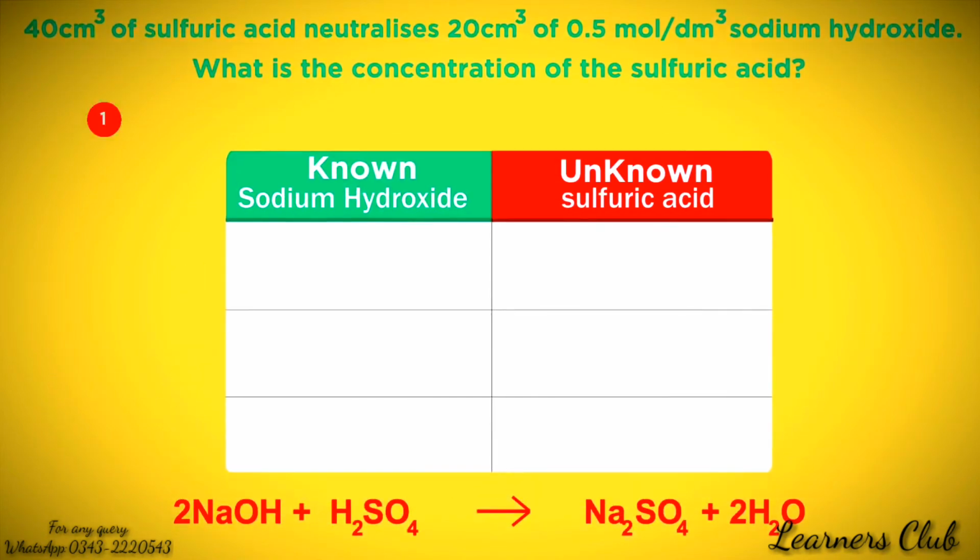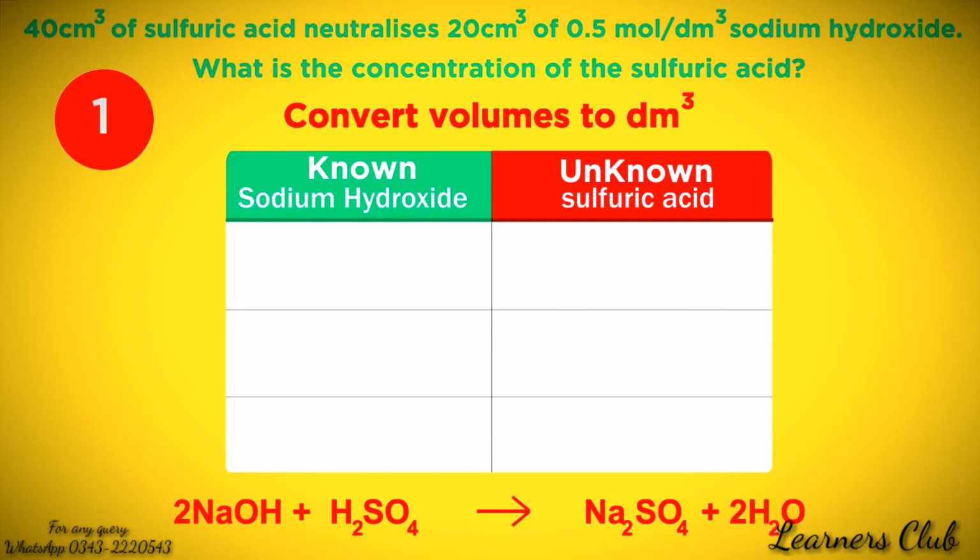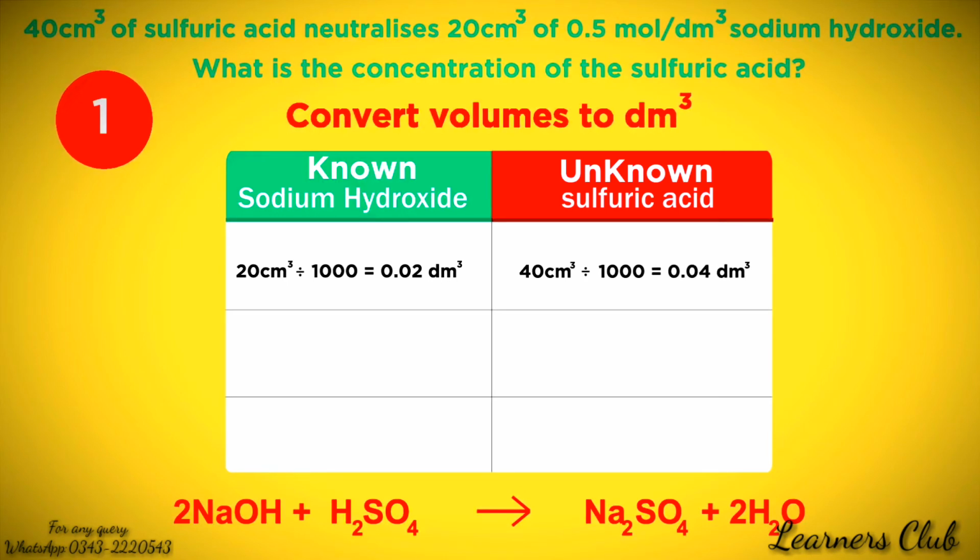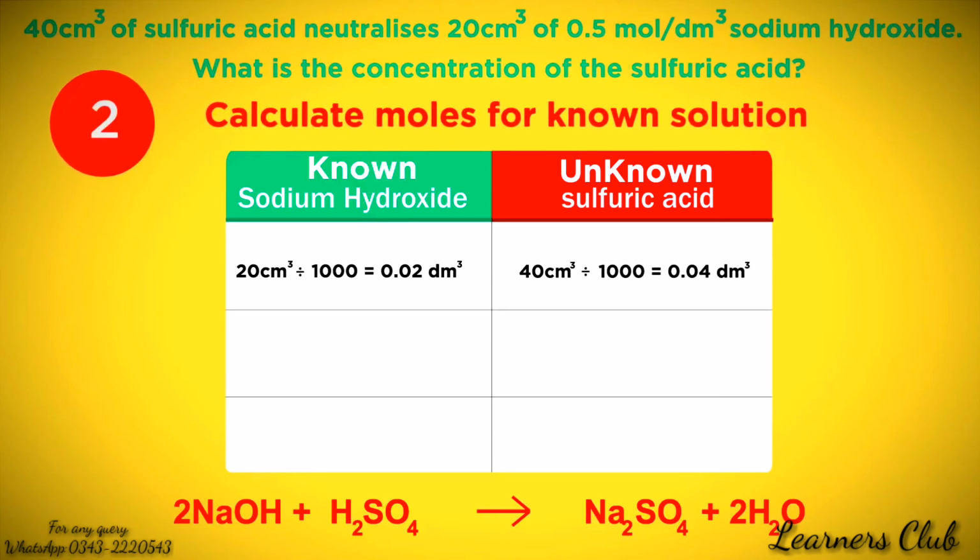Convert the volumes to cubic decimeters. 20 cubic centimeters divided by 1000 equals 0.02 cubic decimeters. 40 cubic centimeters divided by 1000 equals 0.04 cubic decimeters. Now calculate the moles for the known solution, sodium hydroxide. The number of moles for sodium hydroxide equals 0.5 multiplied by 0.02, which equals 0.01 mole.